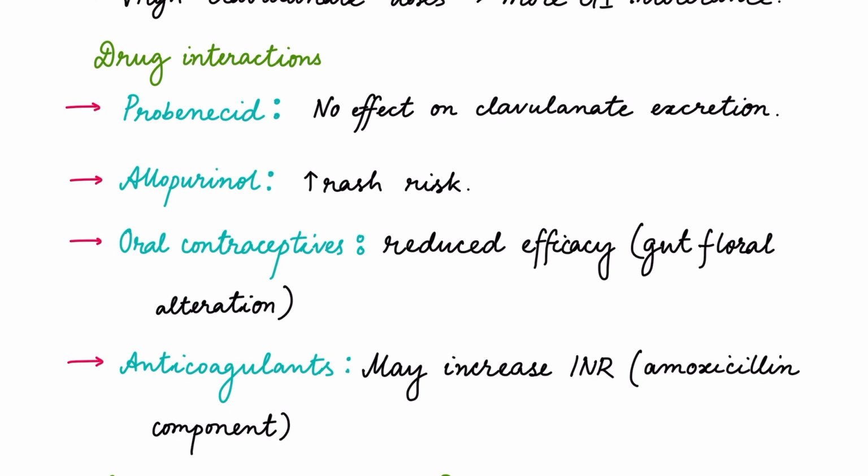In terms of drug interactions, probenecid does not significantly affect clavulanate levels. Allopurinol increases the risk of rashes. Oral contraceptive efficacy may be reduced due to alteration of gut flora, and anticoagulant effects may be enhanced, leading to an increased INR or international normalized ratio, which is a standardized measure of how long blood takes to clot and is commonly used to monitor the effects of anticoagulant drugs like warfarin.